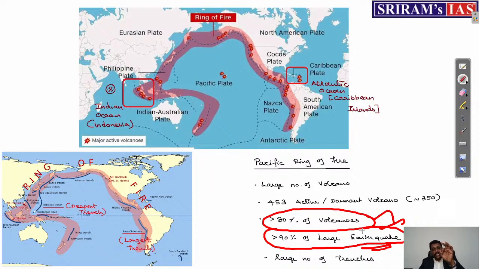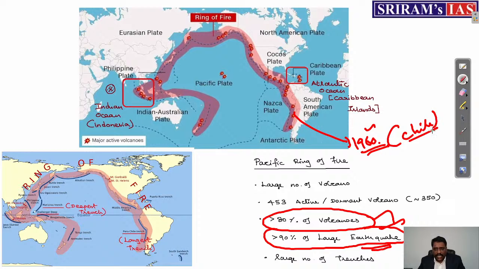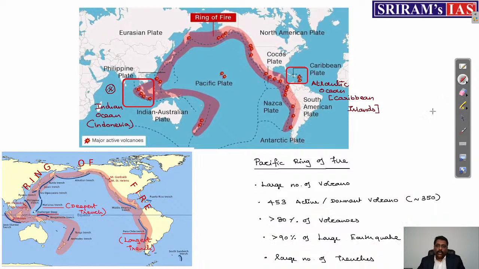And nearly 90% of large earthquakes are confined to this region. I'm not saying 90% of earthquakes. I'm saying 90% of the world's large earthquakes, right? Including the Chilean earthquake of 1960, my dear friends. This is the largest earthquake that we have recorded in human history, with a magnitude of around 9.5. According to us, this is the largest earthquake we have recorded. Okay. Right, my friends.